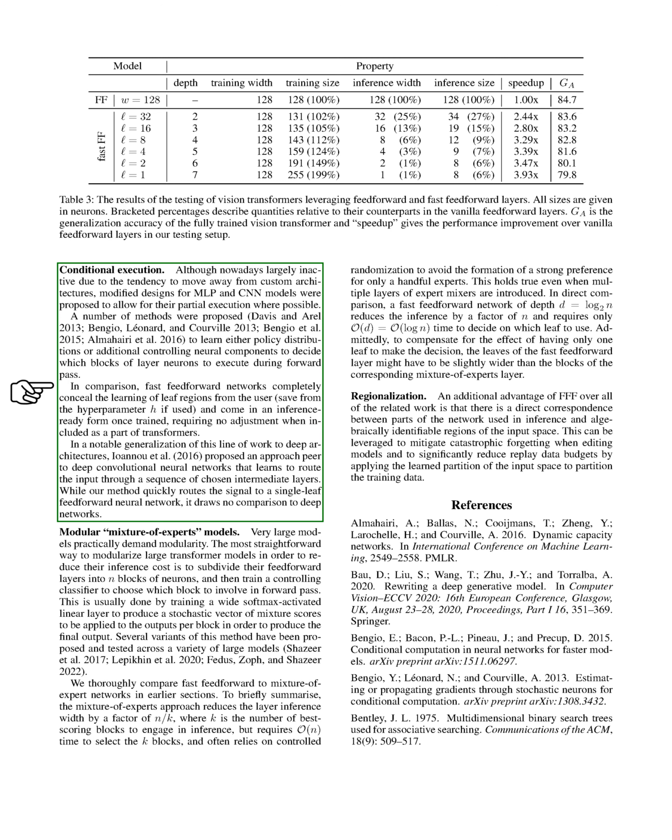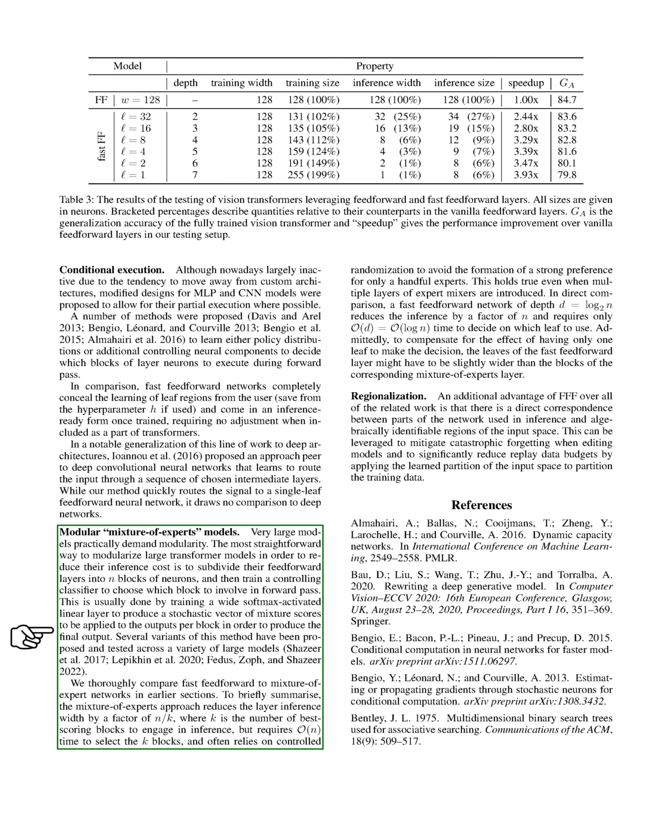Now, let's talk about modular, mixture of experts, models. These models are essential for handling very large models. The simplest way to modularize large transformer models to reduce their inference cost is to divide their feed-forward layers into n blocks of neurons. Then, a controlling classifier is trained to decide which block to involve in the forward pass. This is typically done by training a wide softmax activated linear layer to produce a stochastic vector of mixture scores. These scores are then applied to the outputs per block to produce the final output. Several versions of this method have been proposed and tested across a variety of large models.